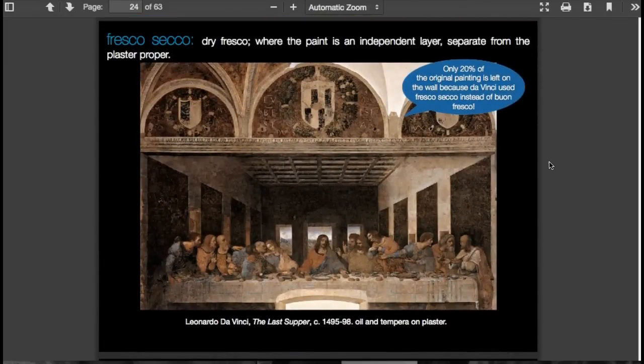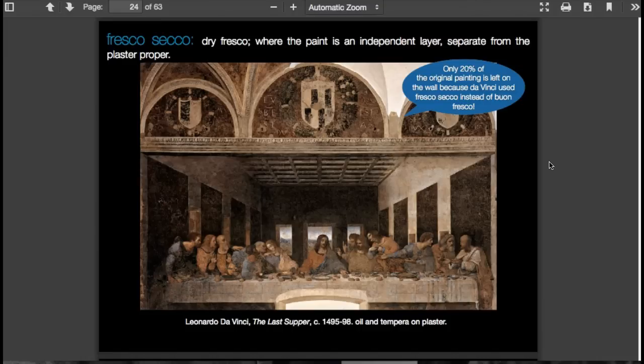And then we have fresco secco. This is dry fresco, where the paint is an independent layer separate from the plaster proper. You would plaster the wall, the plaster would dry, and you would paint on top of that plaster. Well, the problem is that the paint breaks down much quicker this way, especially in humid Mediterranean climates, and it tends to just flake right off the wall.